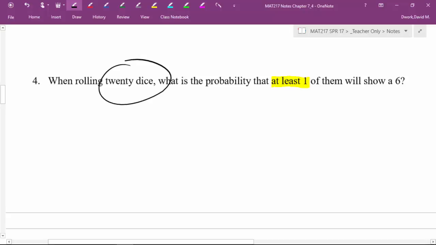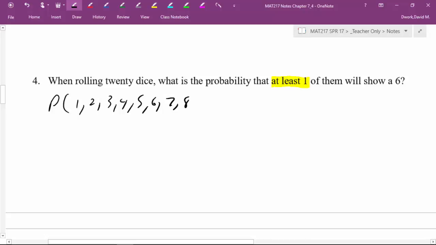Now, I'm rolling 20 dice, so that means I could have either 1 or 2 or 3 or 4 or 5 or 6 or 7 or 8. I'm not going to do that. I could have up to 20 of the dice showing the number 6, and that would make me win the game. So no. So this is the absolute quintessential time where we want to say this is the complement rule.